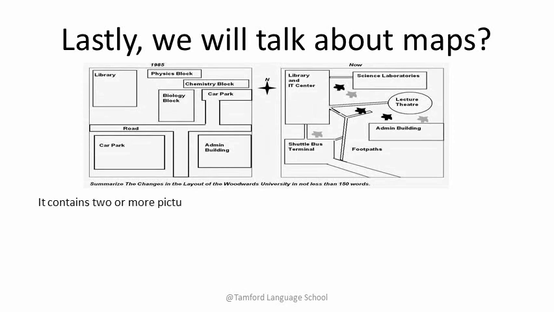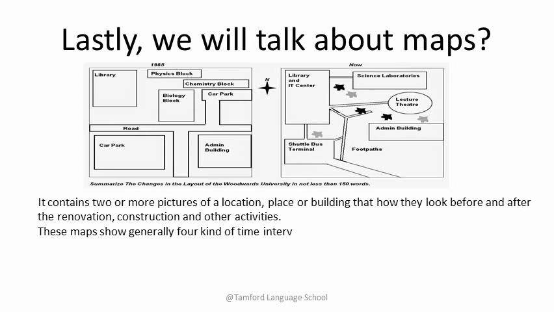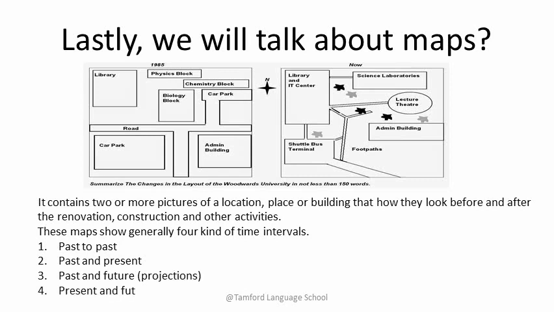Lastly, we will talk about maps. It contains two or more pictures of a location, place or a building showing how they look before and after the renovation, construction and other activities. These maps show generally four kinds of time travels: past to past, past to present, past and future projection, present and future projection.